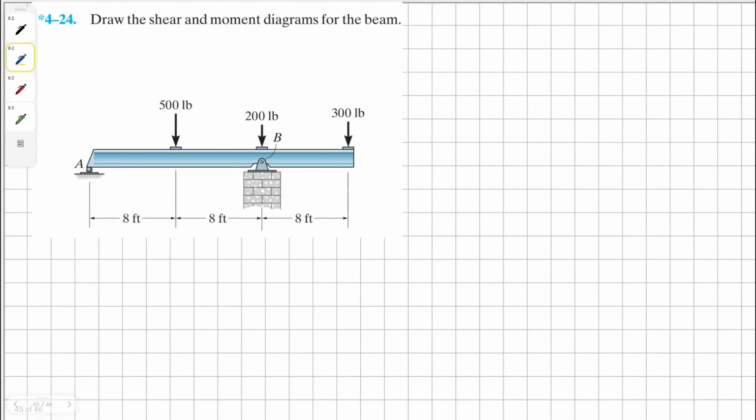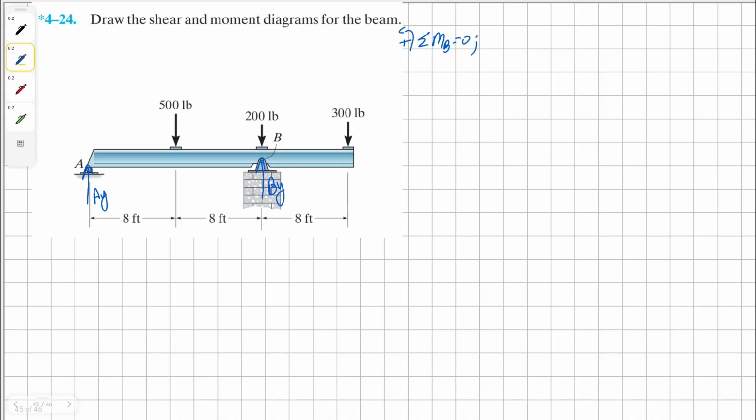Draw the shear and moment diagrams for the beam. For this problem, we're going to use the graphical method, and B is a pin connection. We don't need to worry about horizontal force on B because there aren't any horizontal forces acting on this beam. Now to find our other reaction forces, we just have to take moment about the point B, and this will give us our reaction force for AY.